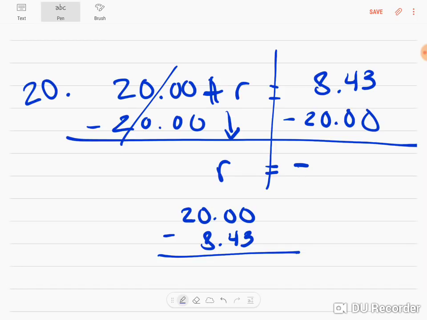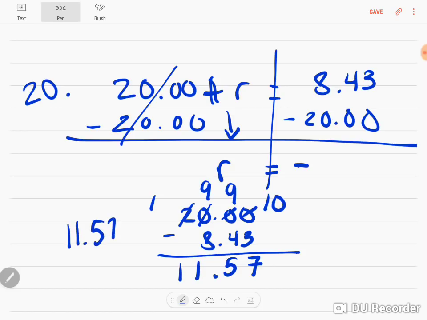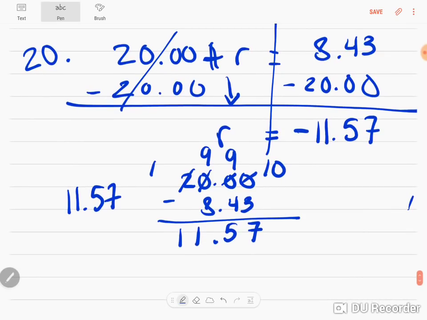So what is 20 minus 8.43? We got to borrow. This becomes a 1. This becomes a 9. This becomes a 9, and this becomes a 10. 10 minus 3 is 7. 9 minus 4 is 5. Bring down that decimal. 9 minus 8 is 1. Bring down that 1. We have 11.57. But remember, it is a negative 11.57. That's what r equals. All right, that's the answers.